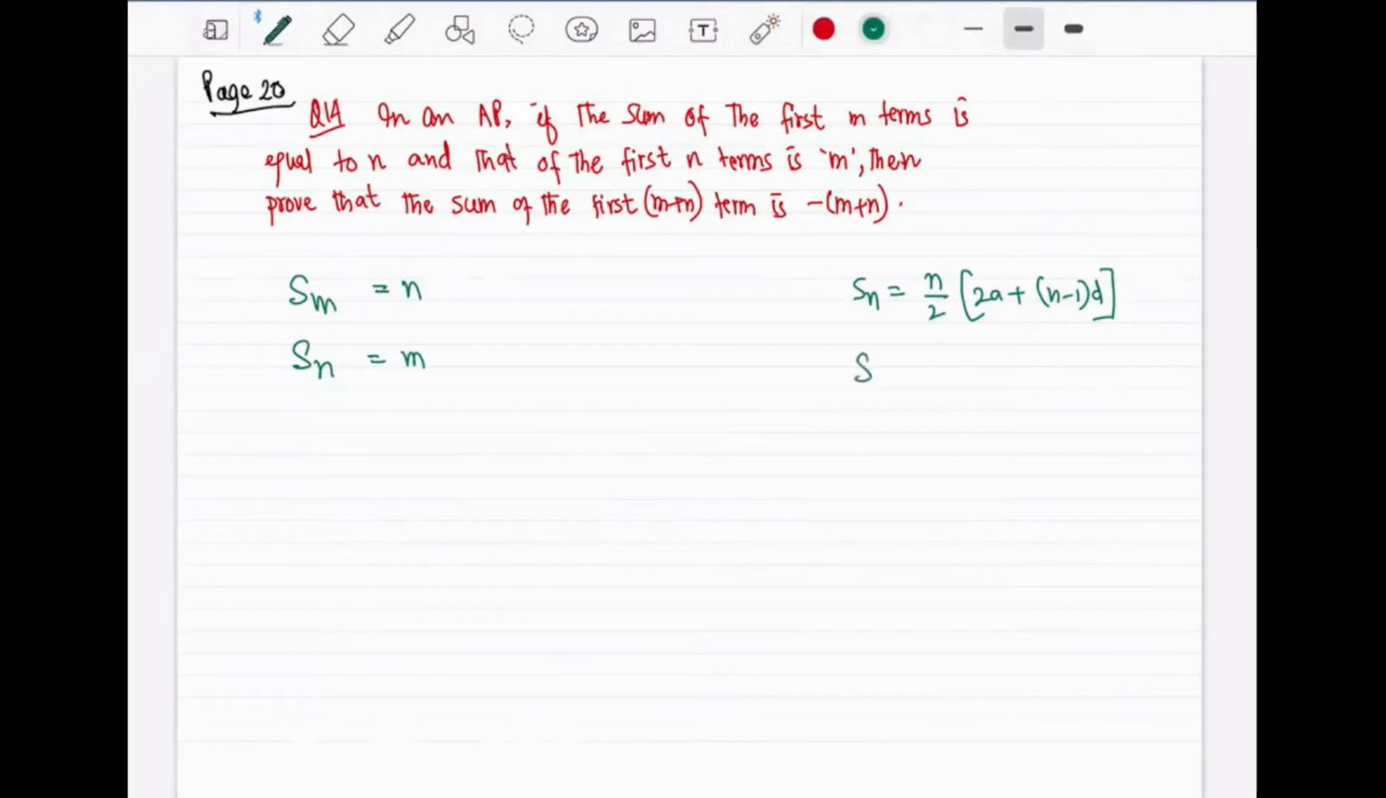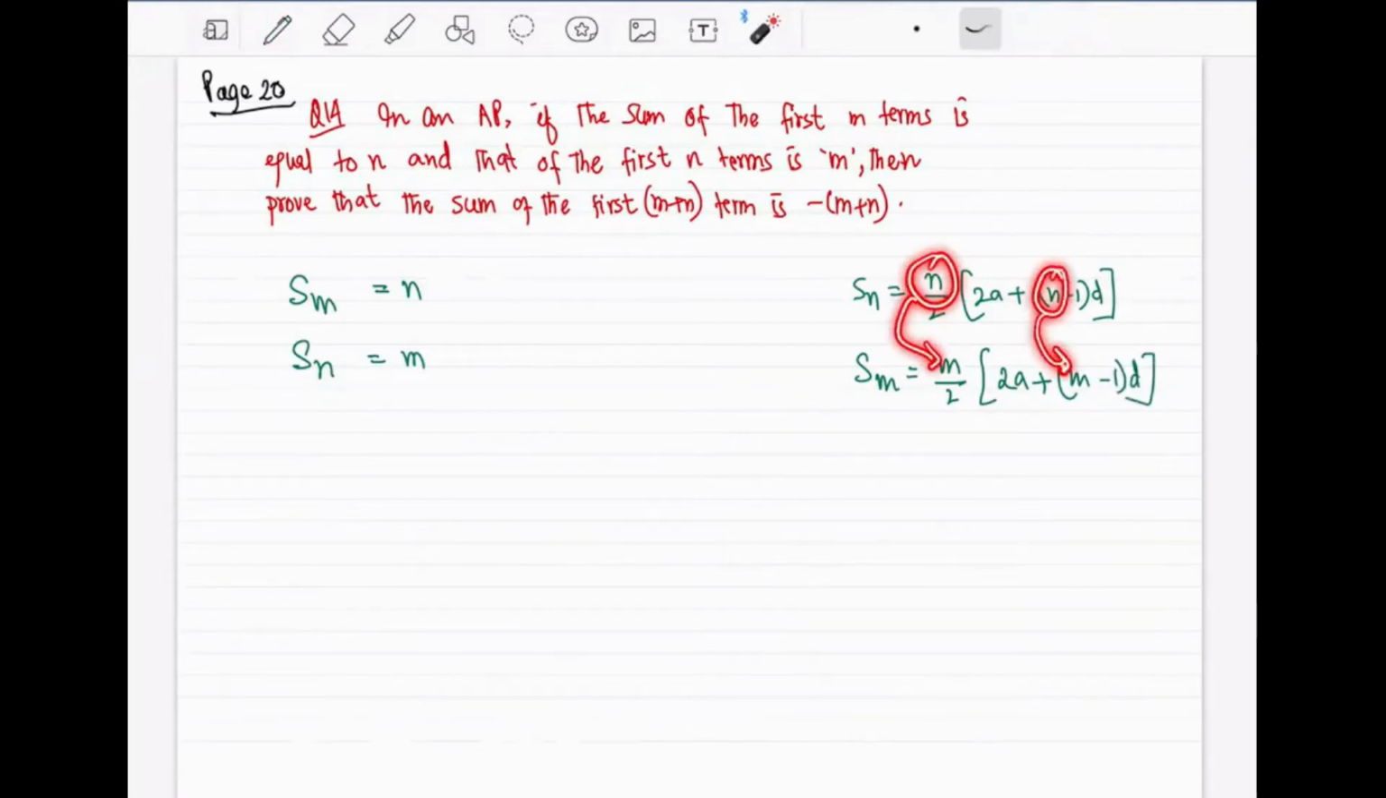So if I want to write Sm, I have to replace the n here with what? m. How will the formula change then? It will change like this. m by 2, 2a plus, the n here will also be replaced by m. Look, this n is replaced by m, this n is also replaced by m. That's it, that's the simple sense, nothing else.